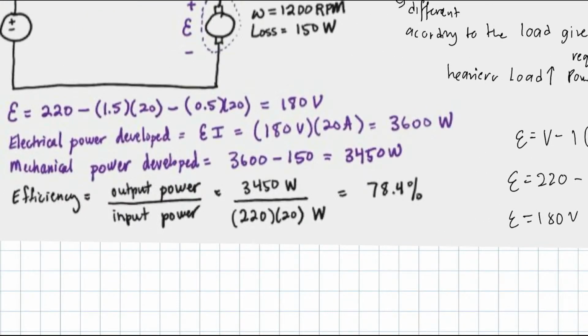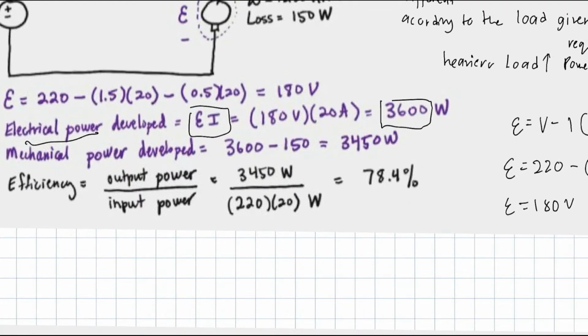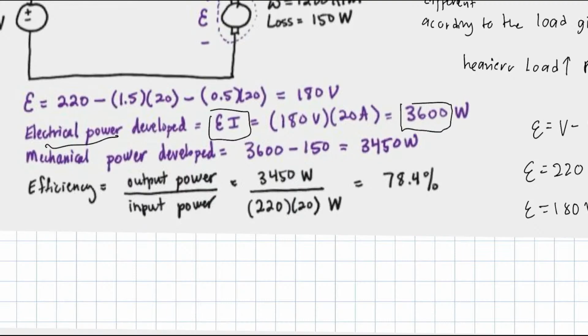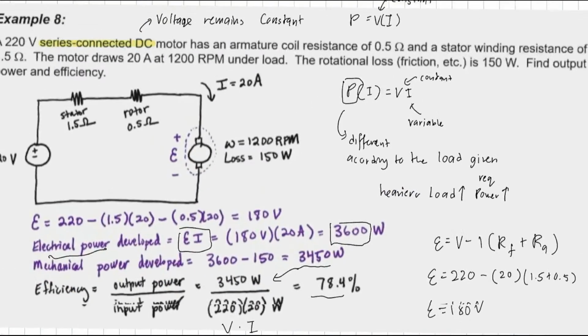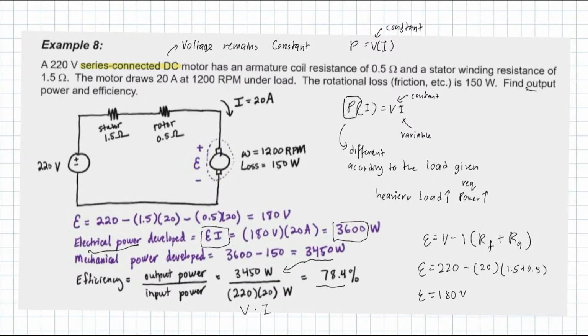Alright, so to find the electrical power, multiply and you get 3.6 kilowatts. So the mechanical power includes the friction, which is 150. You will get this. So output power divided by VI gives 78%. So that is the output power and the efficiency.